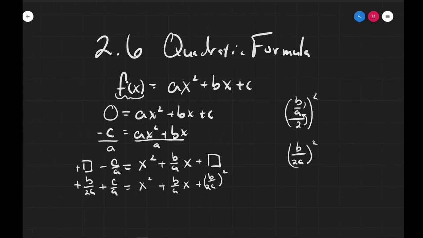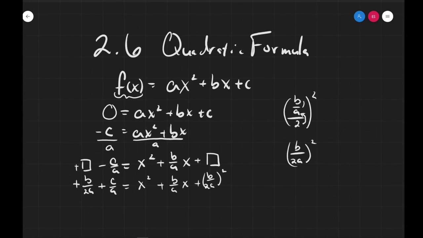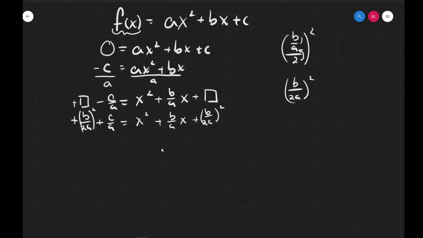All right, whoopsie daisies. I forgot to put the parentheses over here. So let's clean up a little bit. Let me just scroll up a teensy weensy bit. So b over 2a squared is going to be b squared over 4a squared. And then this should have been a minus sign, minus c over a.